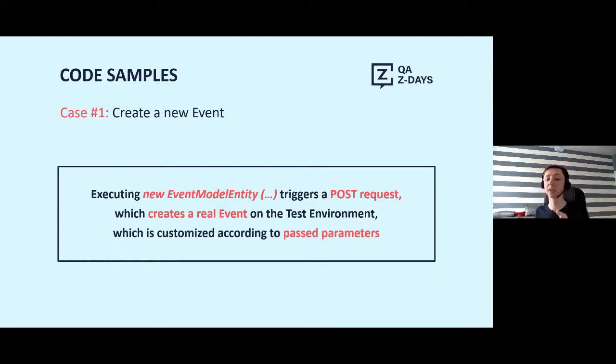Executing the constructor, for example, new event model entity with some parameters, triggers a POST request, which creates a real event on your test environment, customized according to the passed parameters. So this is the main idea. Let's go to case number 2 to understand it better.